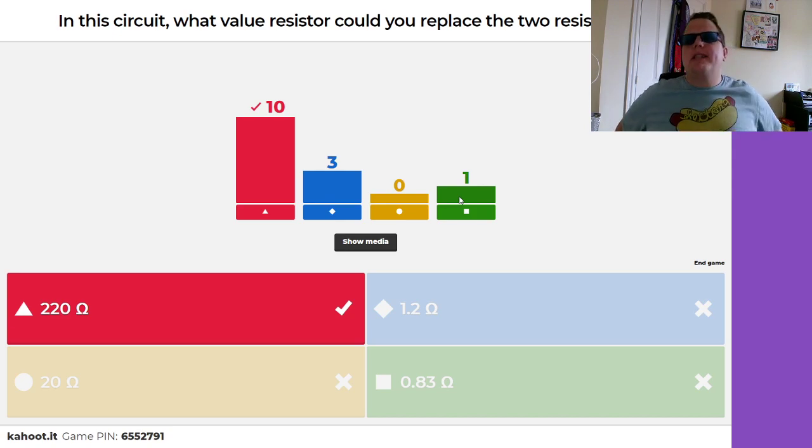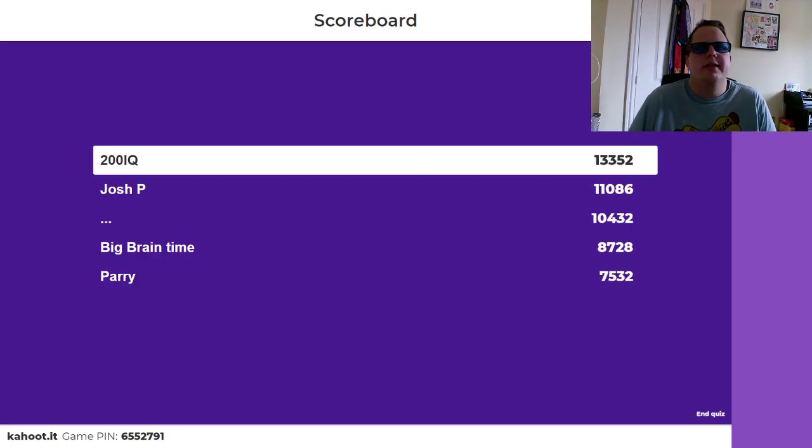Okay, so yeah, well done. 10 people got that right. 2 resistors in series. You're just going to add them up, and you get 220. Right. Not changed our top 5, but all looking really good there.